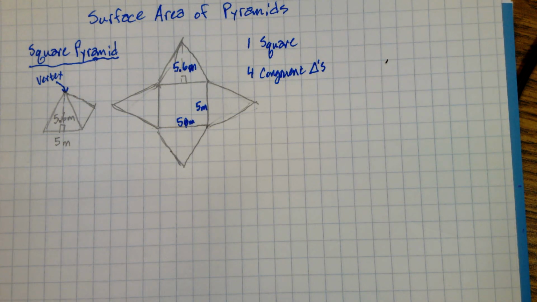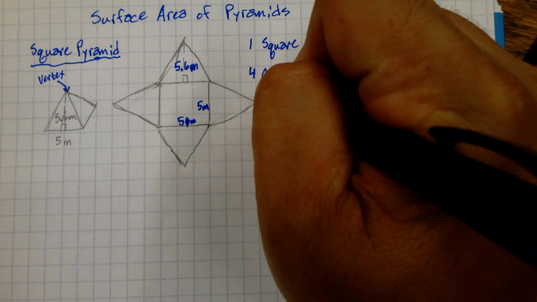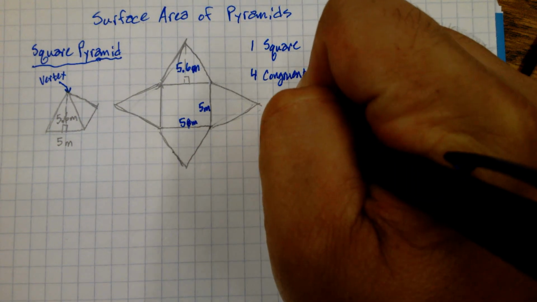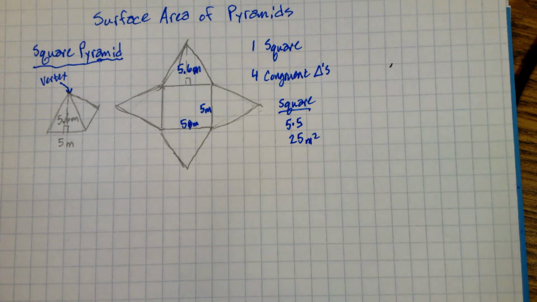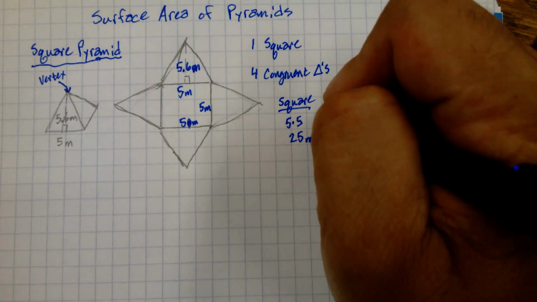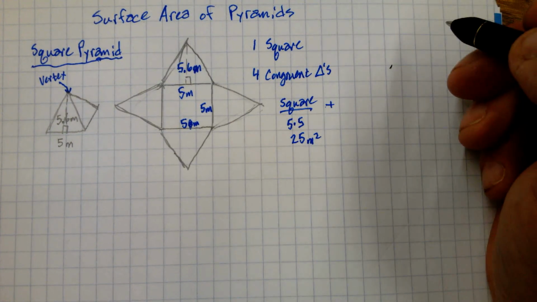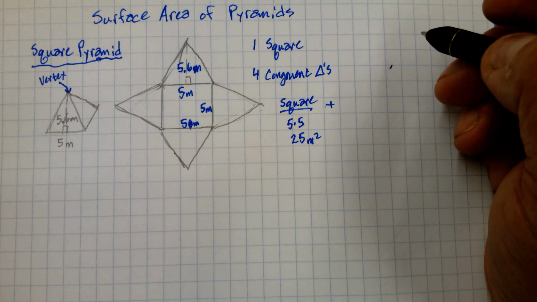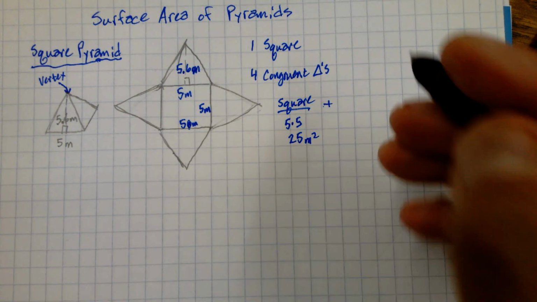So how could we figure out the surface area? Okay, let's do that. The square is 5 times 5. That's going to be 25 square meters. Okay. But once we find the area of that one triangle, what would we do with it? Multiply it by 4. We have four of them.